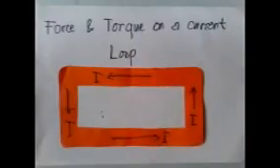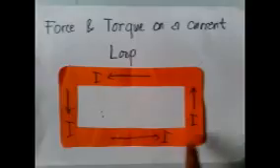Force and torque in a current loop. A current carrying conductor usually forms a closed loop. As an example, let's look at a rectangular current loop in a uniform magnetic field. So we can represent the loop as a series of straight line segments. So we will find that the total force on the loop is 0. Why? Because here is an example of the rectangular current loop.